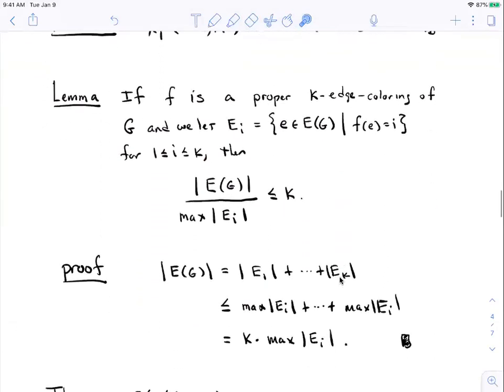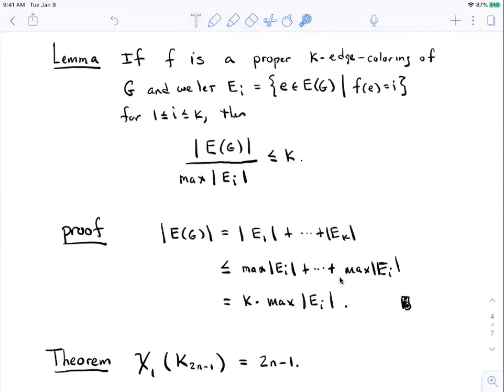Okay, let's try to prove it. Well, first of all, the edge set is partitioned into those E's. No edge gets more than one color. Every edge gets a color. So if you add up the sizes of all the E's, you'll get the size of the graph. Okay, all those E's are certainly less than or equal to the biggest one. So I'm just writing that E1, for example, is less than or equal to the maximum. E2 is less than or equal to the maximum. They all are. And if you add that number, max E sub i, to itself k times, well, you get k times it. Now the lemma is proved by dividing both sides by this max. It says that the size of the graph divided by the max is less than or equal to k. That's all the lemma said.